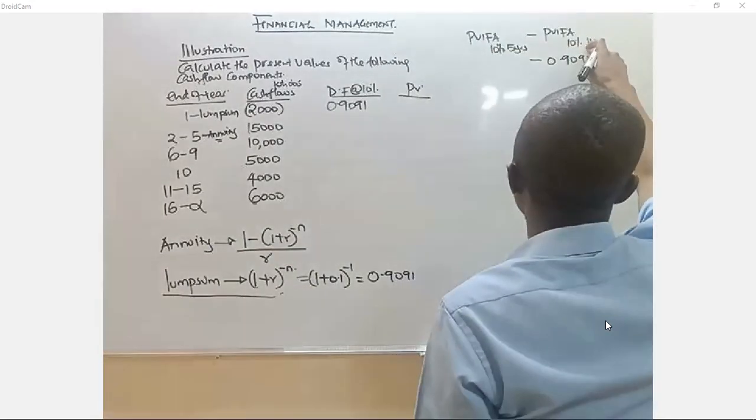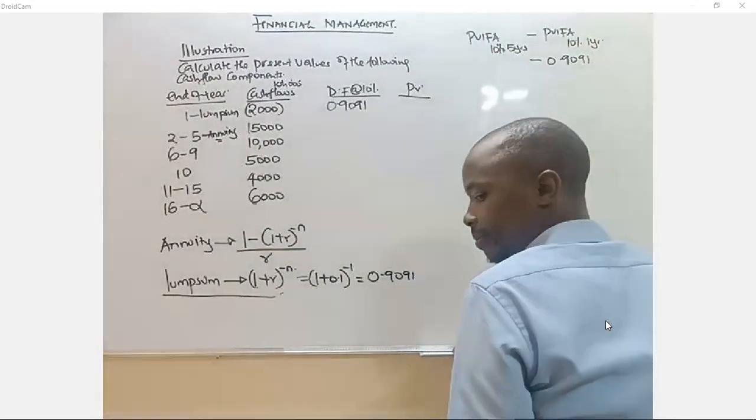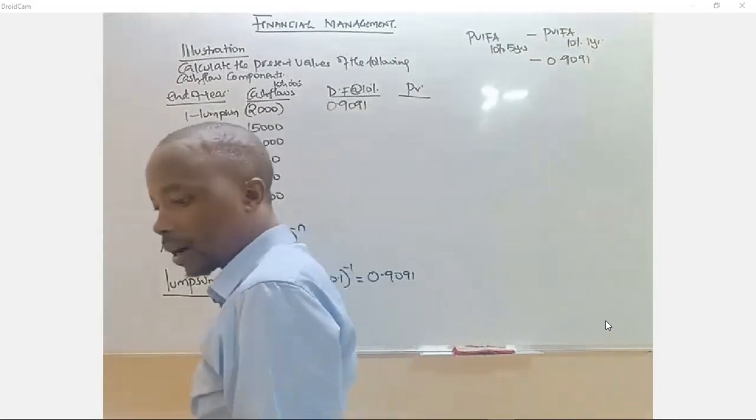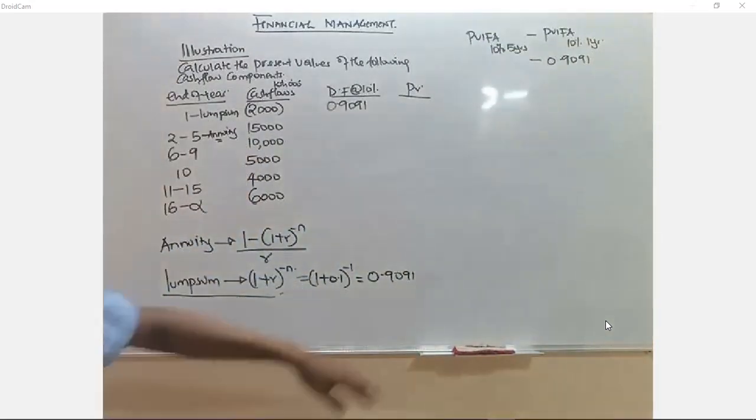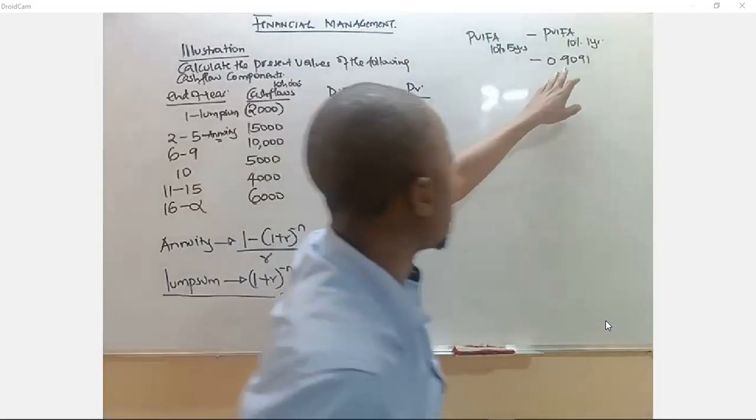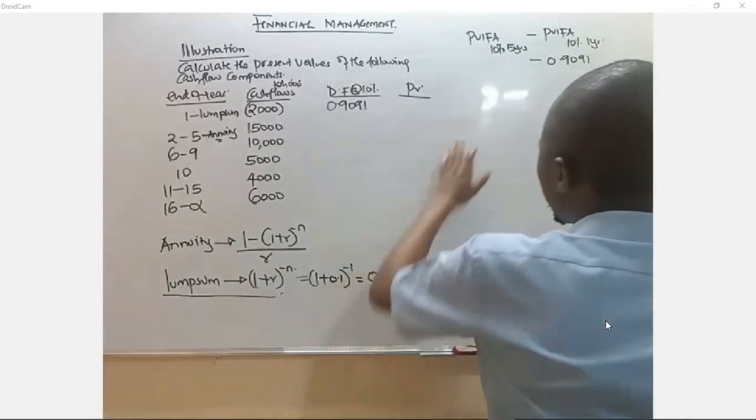If you look at all the year-one factors for both tables, for unit and lump sum, they are always the same. They cannot change. So in this case, we are going to just be subtracting this. This is what we have got here. But what about this one?